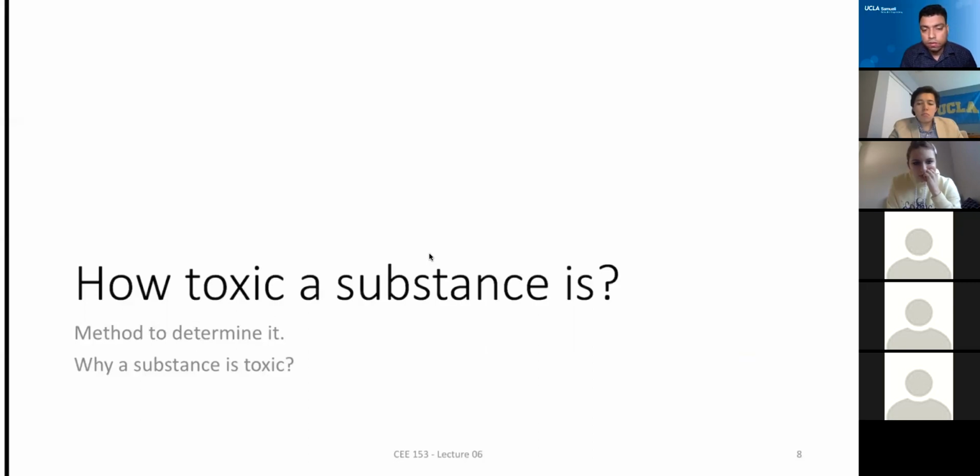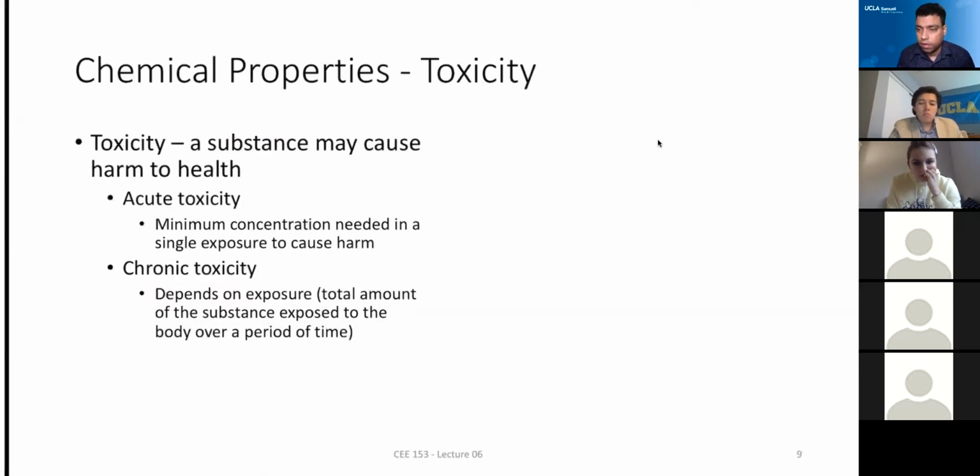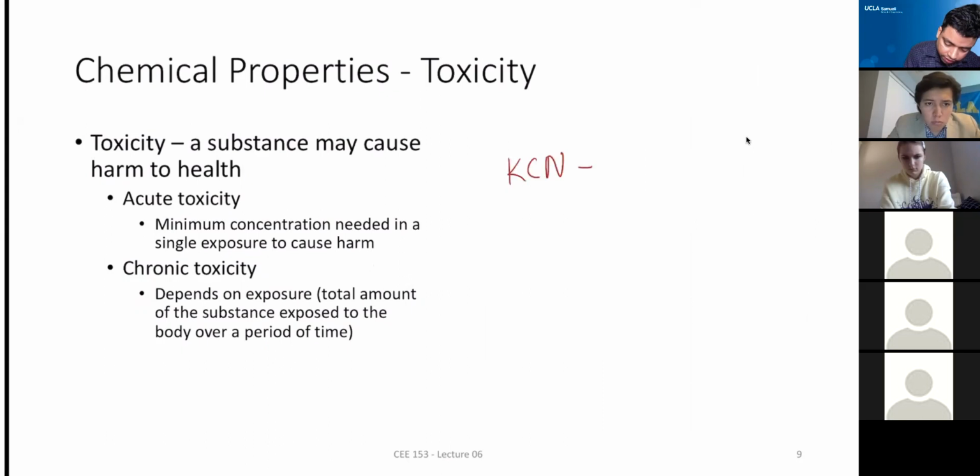So the first thing to know is how toxic a substance is. When you think of toxicity, there are two forms: acute toxicity and chronic toxicity. Acute means something like poison, which causes an immediate effect. For instance, if you give potassium cyanide, that's acute toxicity. In James Bond movies, they take a tablet and they die. That's acute toxicity, meaning things happen immediately.